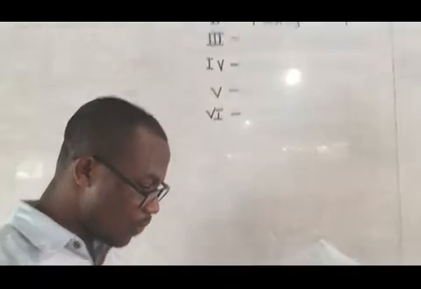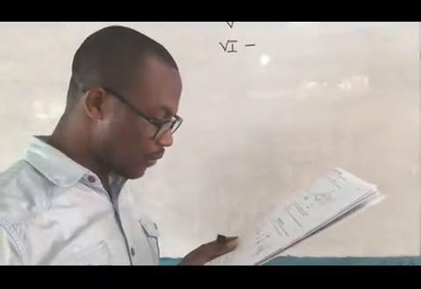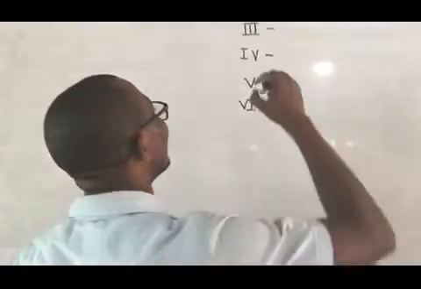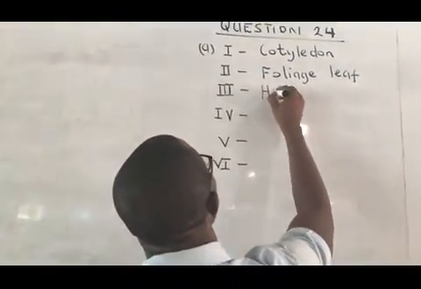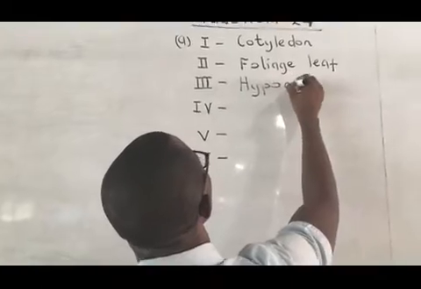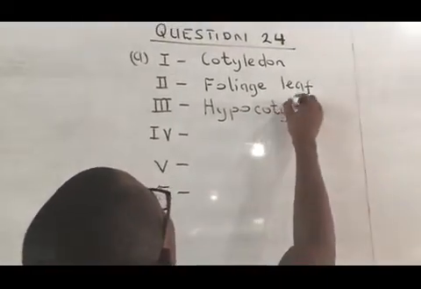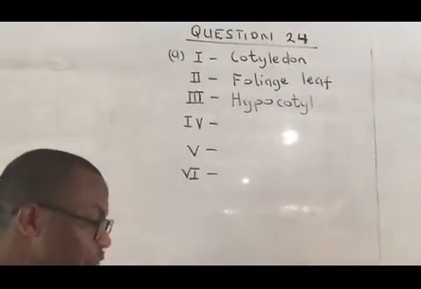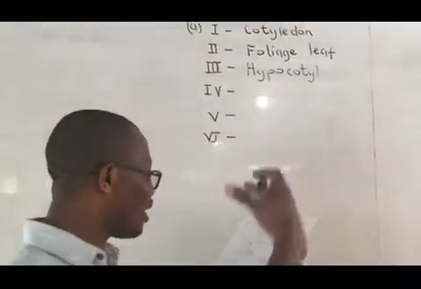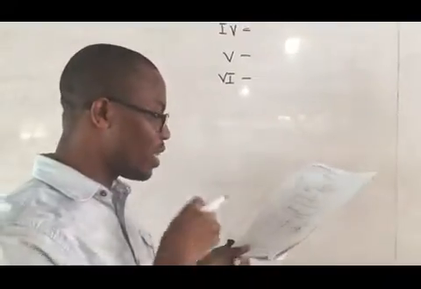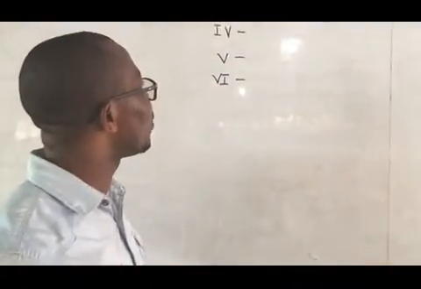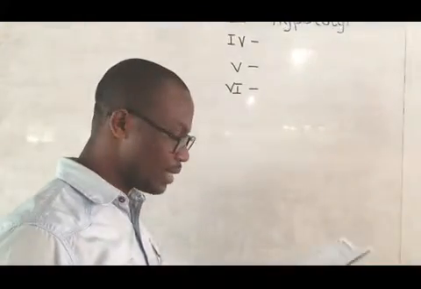And then you have the III as what we call the hypocotyl. The hypocotyl. We also have the epicotyl. That one develops below the soil level. The portion above the soil level, we call it the hypocotyl.